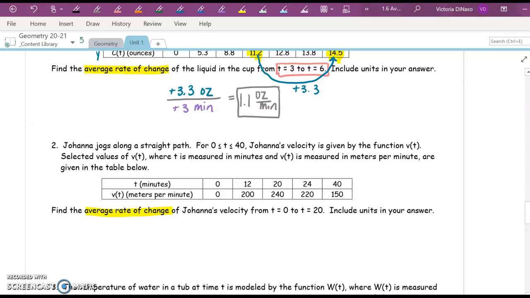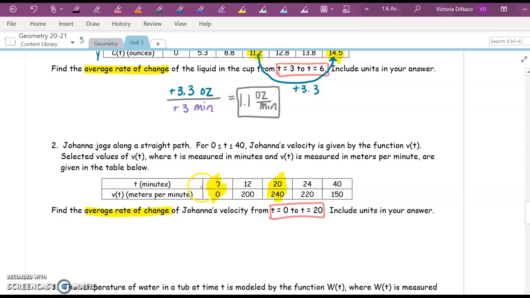We go ahead and do the same thing in number 2. So in this case, we have Joanna jogs along a straight path. For 0 less than or equal to t less than or equal to 40, Joanna's velocity is given by the function v of t. Selected values of v of t, where t is measured in minutes and v of t is measured in meters per minute, are given in the table below. Find the average rate of change of Joanna's velocity from t equals 0 to t equals 20. Include units in our answer. So along my interval from 0 to 20, I went ahead and highlighted them. None of the other numbers matter.